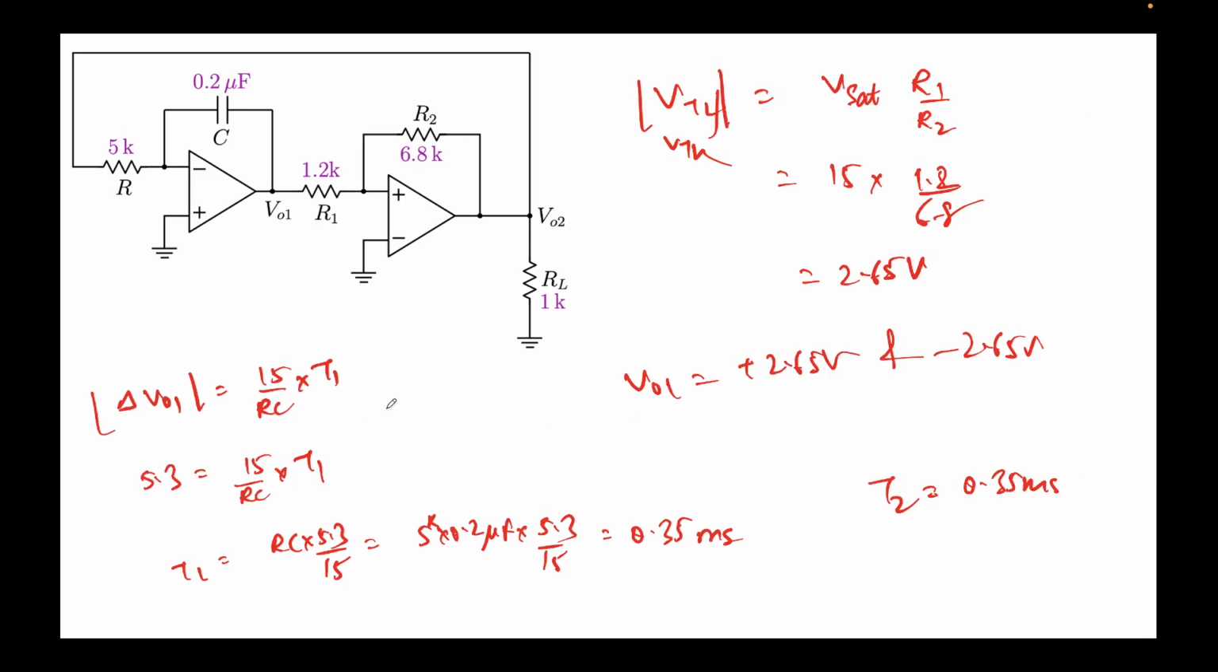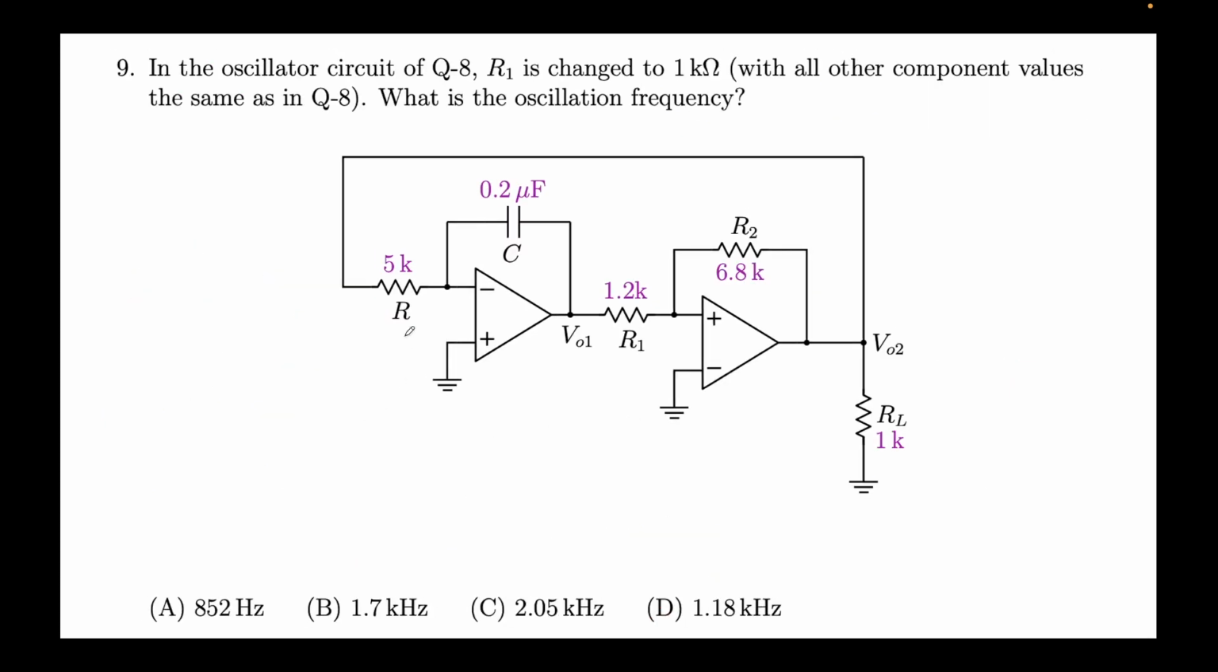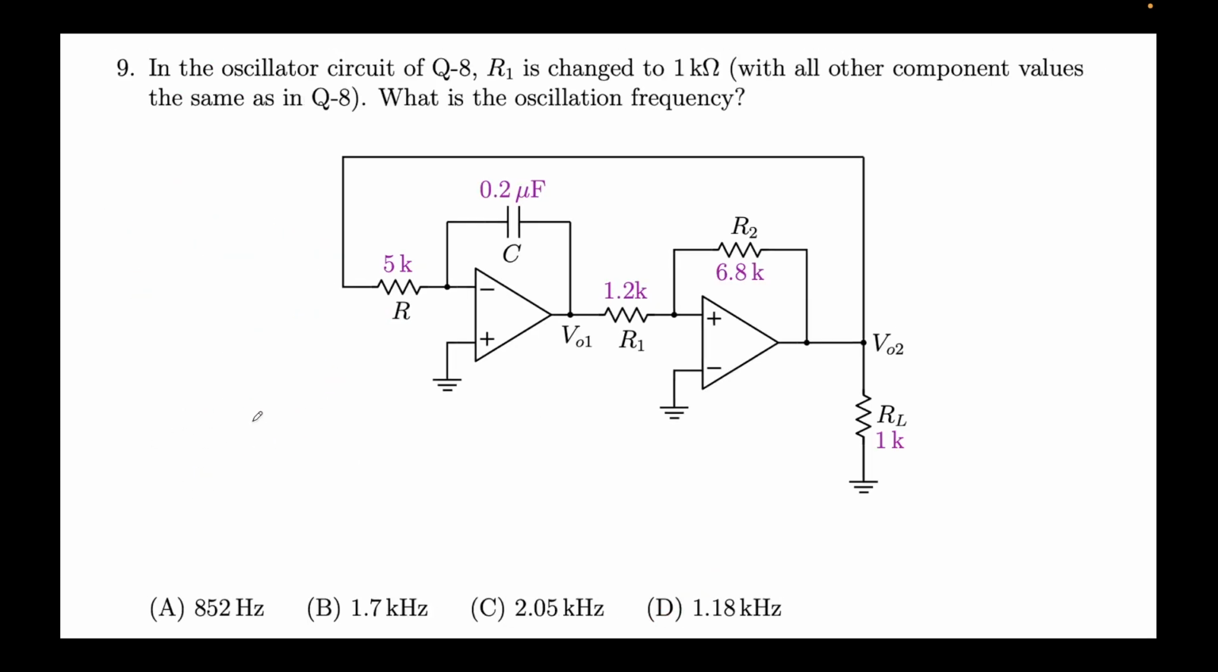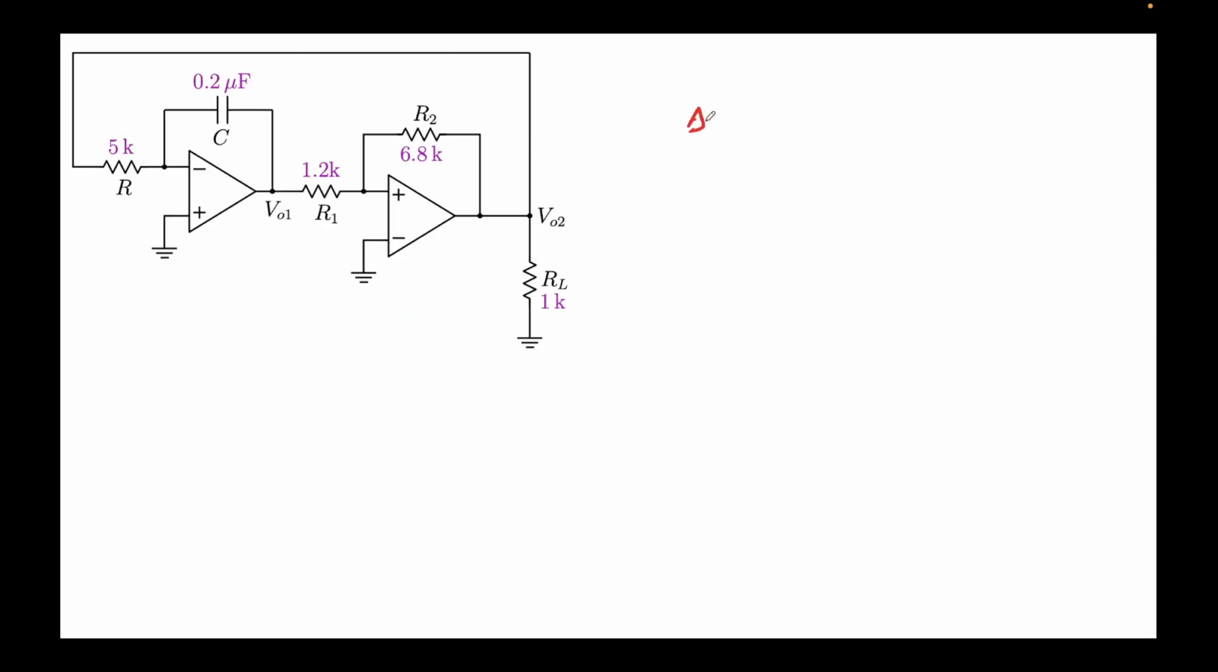All right, now for the next problem, what they say is that now R1 is changed to 1k and everything else remains the same. So what is the oscillation frequency? To do that, we just need to evaluate this expression. Okay, I'll write this expression over here again. So it was delta V01 was 15 over RC times T1.